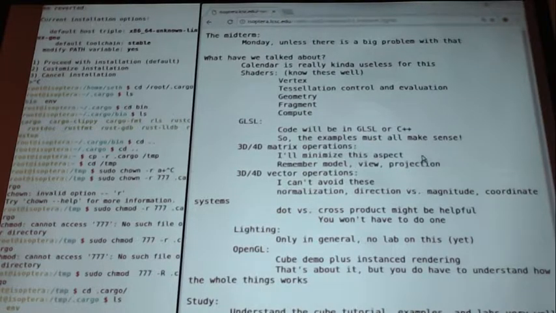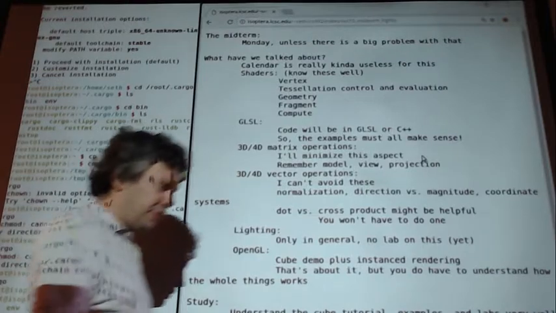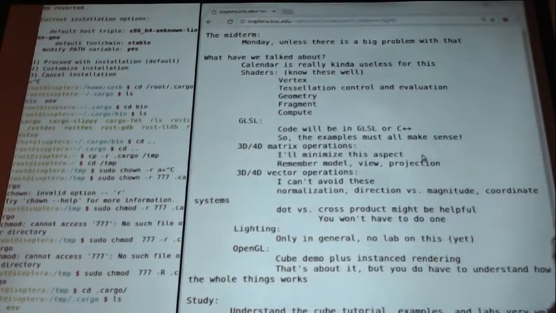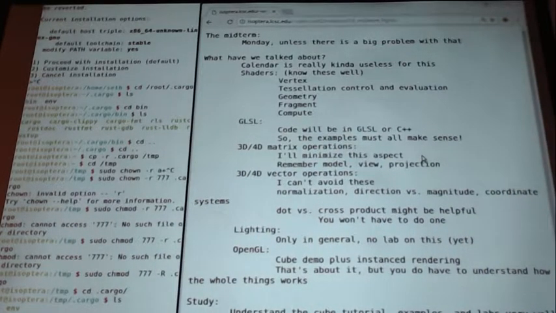Then 3D and 4D vector operations. I can't avoid those. They're just too critical in 3D because everything ends up using them. Because we have all these points, and the points are represented by vectors, and you can add them together and go places and whatnot. This is not quite as much a Math 340 topic. It's more of when do you learn vectors?